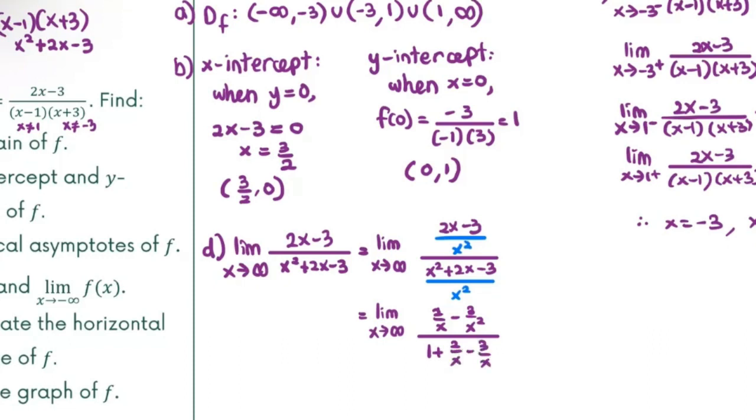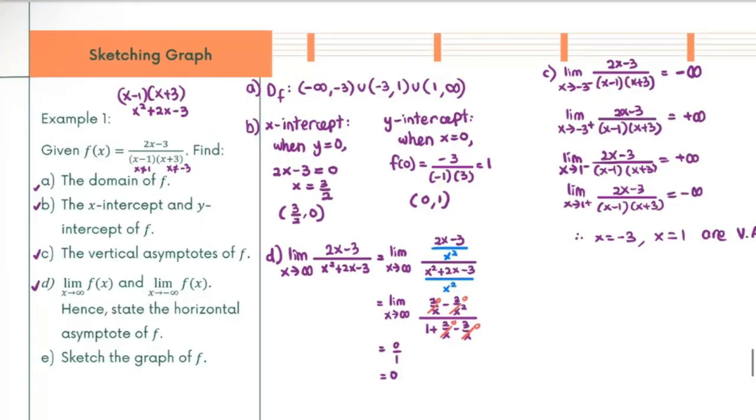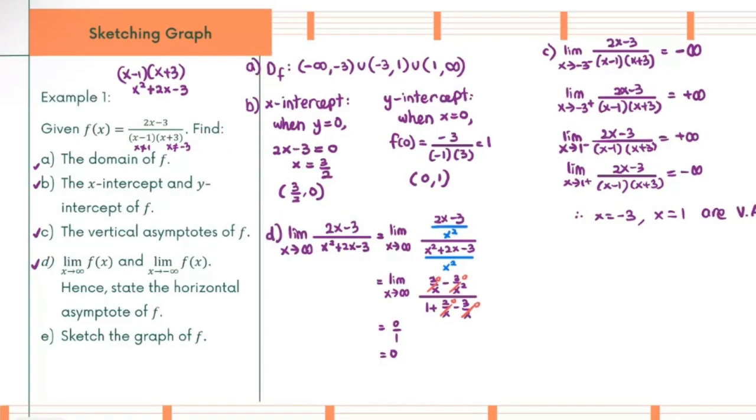So, bila gantikan infinity kat sini kosong, sini kosong, sini kosong, sini kosong. So, that means kita akan dapat 0 over 1 which end up dengan 0. Ini adalah apabila limit x approaching infinity positif. Okay, so you are going to do the same untuk negative infinity.